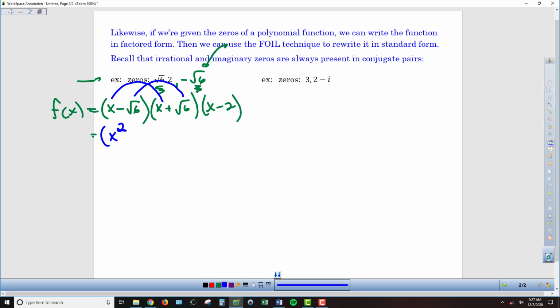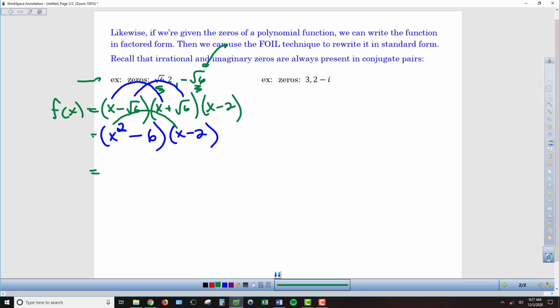So I've got negative root 6 times positive root 6. So it's going to give me a negative, and then root 6 times root 6 is just 6. So we get a nice simple answer here. All of our square roots are now gone. That's why we want to approach it this way, to multiply those first. So then I can go ahead and FOIL one more time.